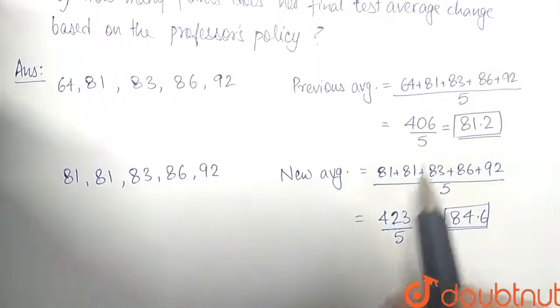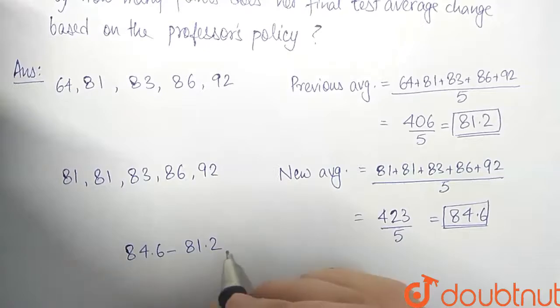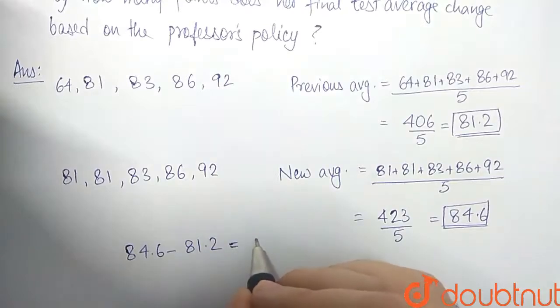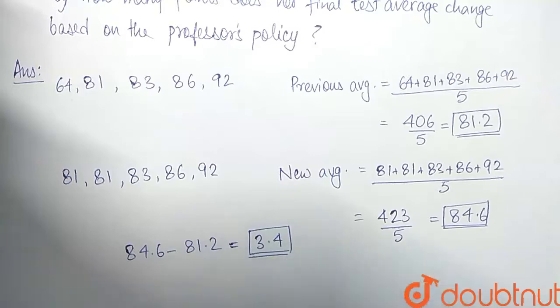Right. So with the professor's policy, her score changed by 84.6 minus 81.2, which is equal to a total of 3.4 points. Right. So this is the change. Therefore, the final answer is 3.4.